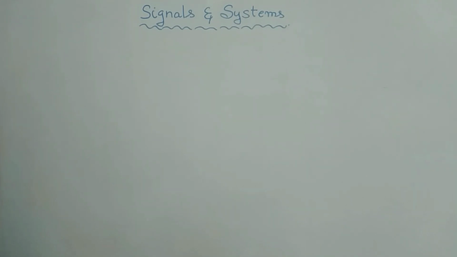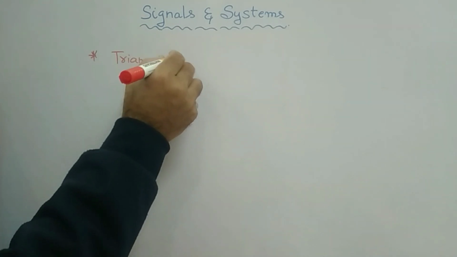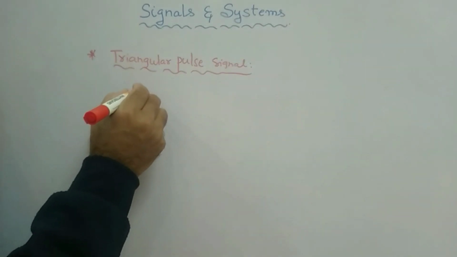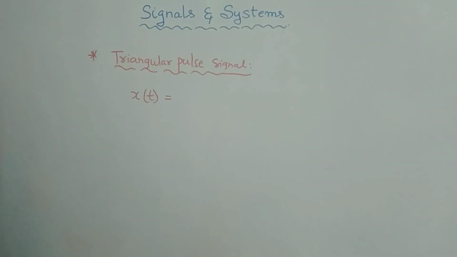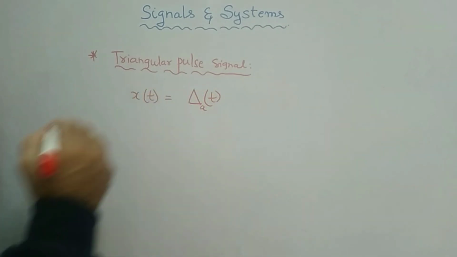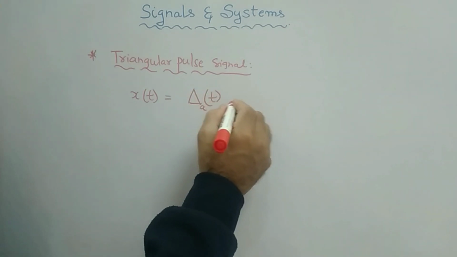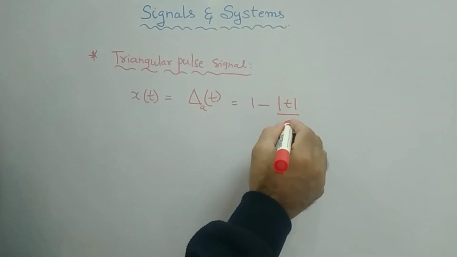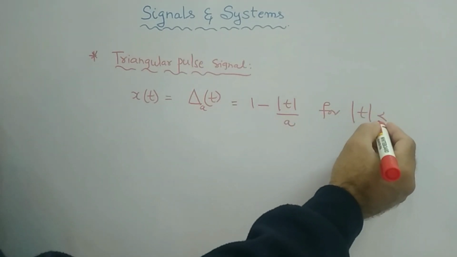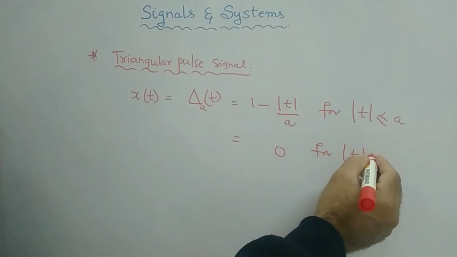Next is the triangular pulse signal. How can a triangular pulse signal be defined? The definition is very easy. The triangular pulse signal is defined as x of t equal to delta suffix a of t, which is triangular in nature. This is equal to 1 minus magnitude of t by a, for magnitude of t less than or equal to a, and it is 0 for magnitude of t greater than a.